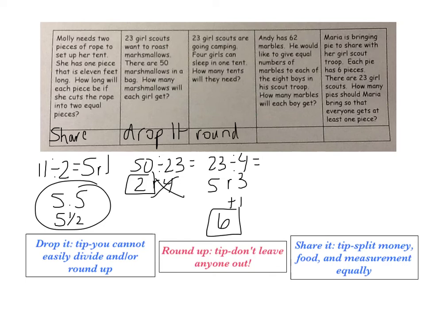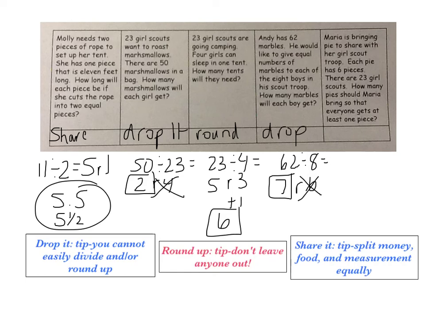Next one, Andy has 62 marbles. He would like to give equal numbers of marbles to each of the 8 boys in his scout troop. How many marbles will each boy get? So if he has 62 marbles, dividing it among the 8 boys in his group, each boy gets 7 marbles, but he has a remainder of 6. It wouldn't be fair to have one kid not get it, so each kid gets 7 marbles. So we dropped the remainder.